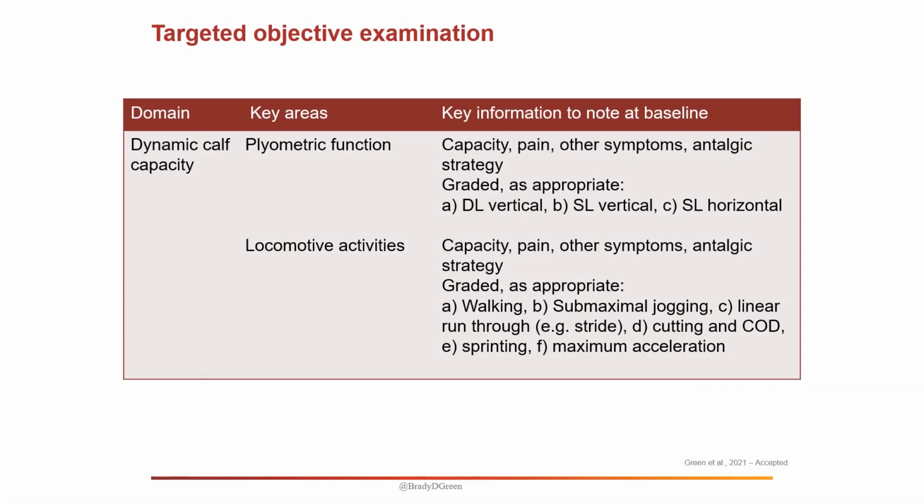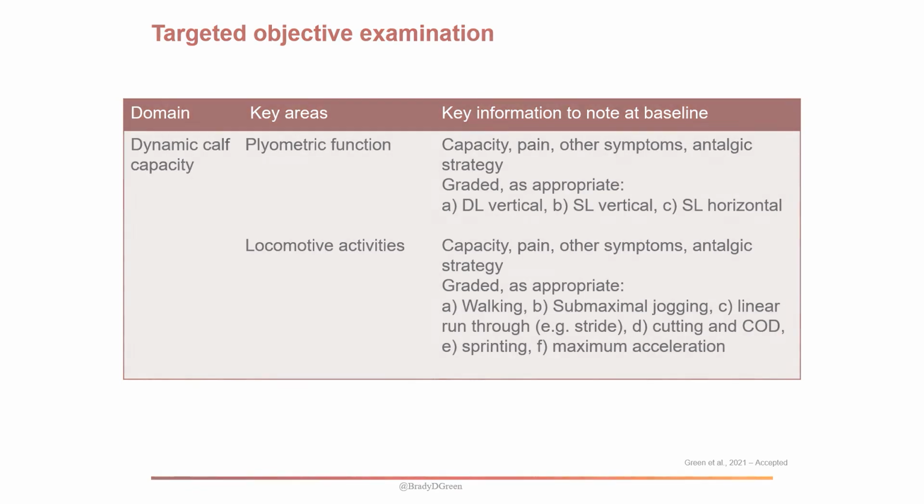And once we've evaluated their plyometric function and got an understanding of that, we look at locomotive activities. So grading from walking, submaximal jogging, linear run-throughs, cutting and change of direction tasks, sprinting, and finally maximum acceleration. But again, with significant calf injuries, you won't get to this stage of assessment acutely.